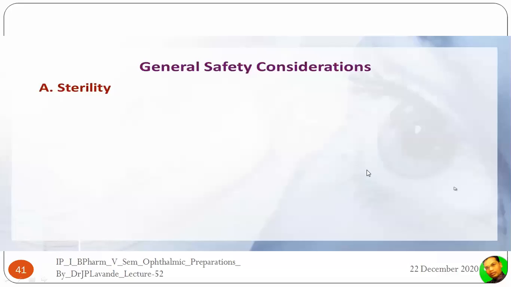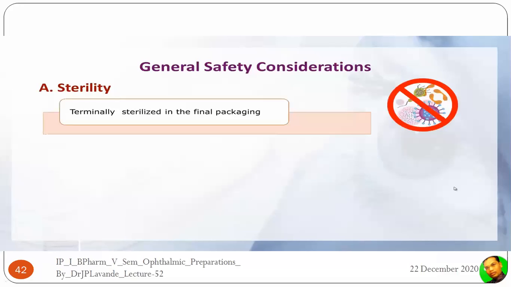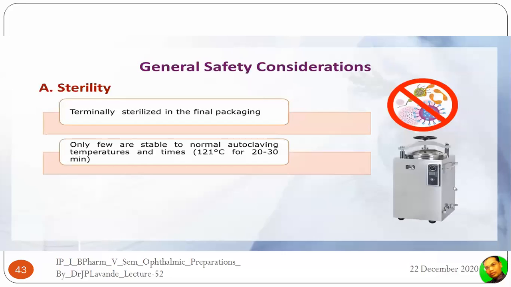Then there are some safety considerations during the formulation of ophthalmic preparations. In that, the very first is sterility. Sterility is the complete freedom, the absence of microorganisms, and in order to get a completely sterile product, there is a need to terminally sterilize the product in the final packaging. That is, the formulation along with the container needs to be terminally sterilized. Terminal sterilization is done after the process of final packaging.